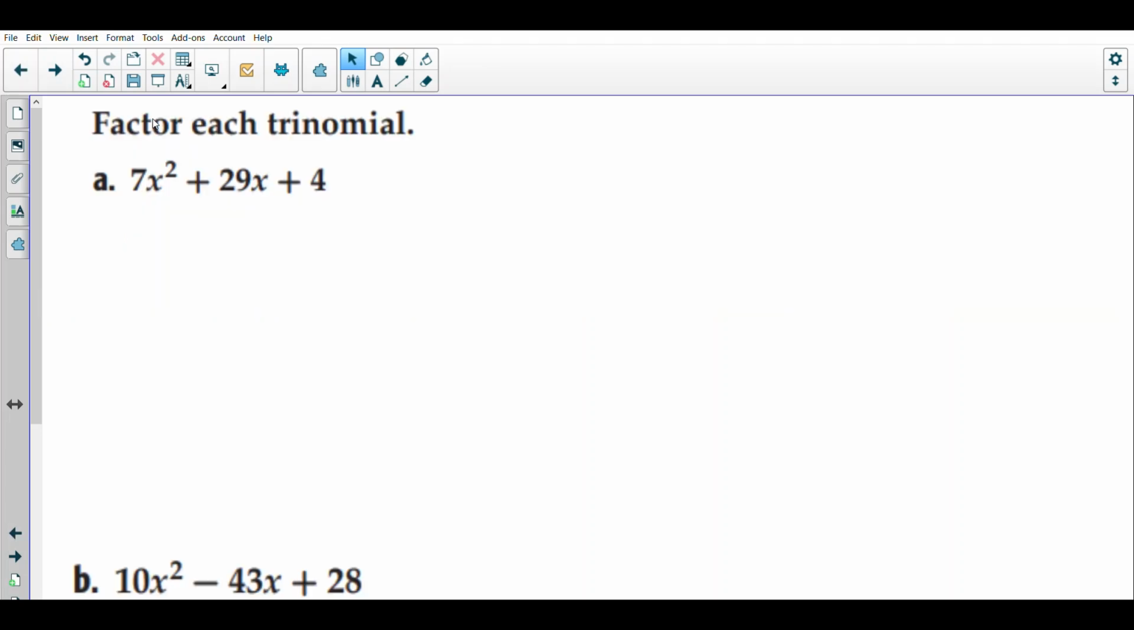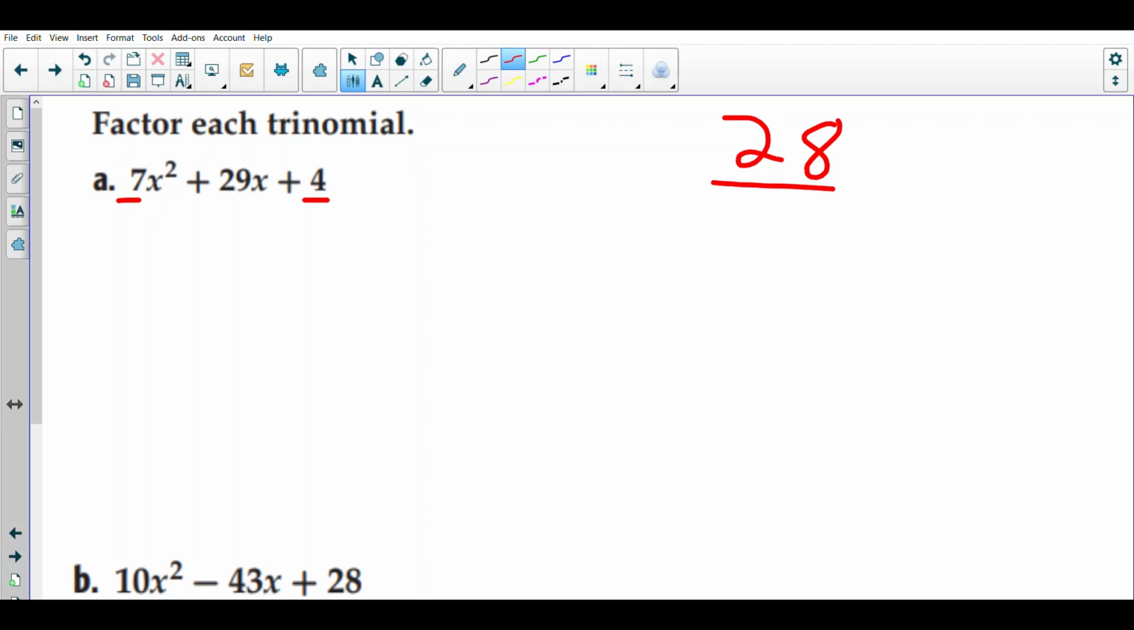So factor each trinomial. To factor the polynomial, what we want to do is multiply the first and the last terms. So 7 times 4, and that gives us 28. So we want to look for factors of 28 that will add to that middle number, 29.